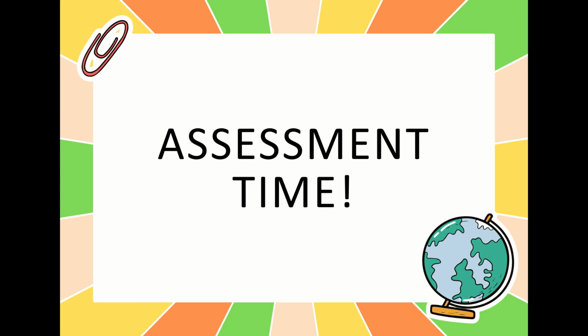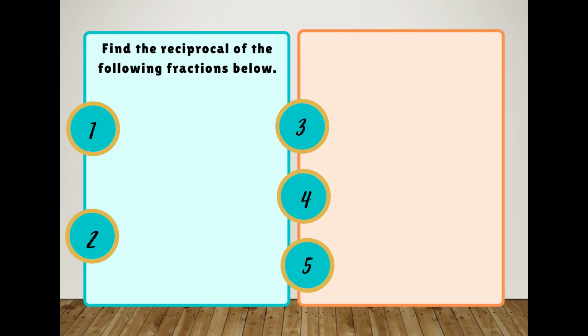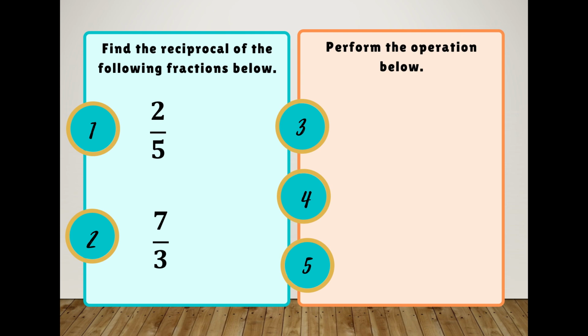That's it. Let's do the assessment. Okay? Find the reciprocal of the following fractions below. Now, what is the reciprocal of 2 over 5? Next, what is the reciprocal of 7 over 3? The next one is perform the operation below. 3 over 2 divided by 1 over 3. 7 over 2 divided by 7 over 2. 9 over 2 divided by 3 over 4.